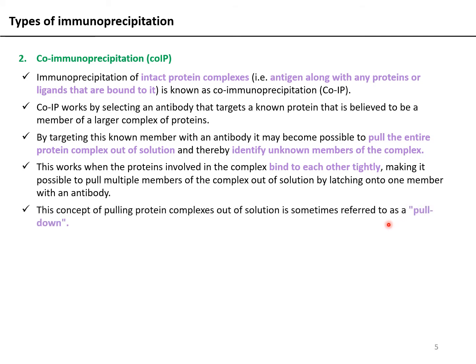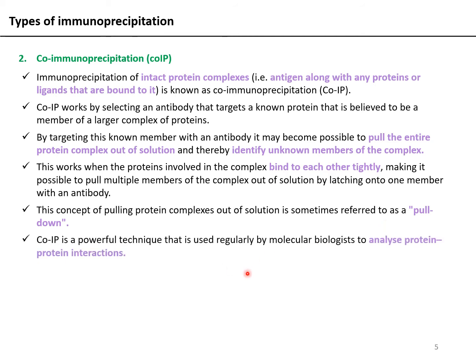This concept of pulling protein complexes out of solution is sometimes also referred to as a pull down. So an IP experiment or an IP assay can also be referred to as a pull down assay, but this is a very colloquial term and it might be used internally in laboratories but never in a formal setting. Co-IP is a powerful technique that is regularly used by molecular biologists to analyze protein-protein interactions, and I for a fact can say that this is one experiment that I do very routinely in the lab, owing to the kind of work that I'm currently engaged in.